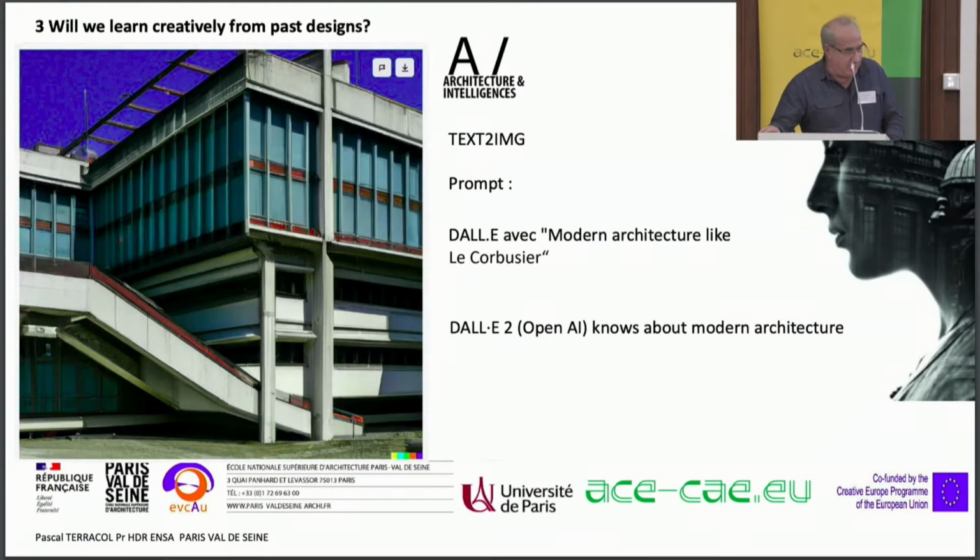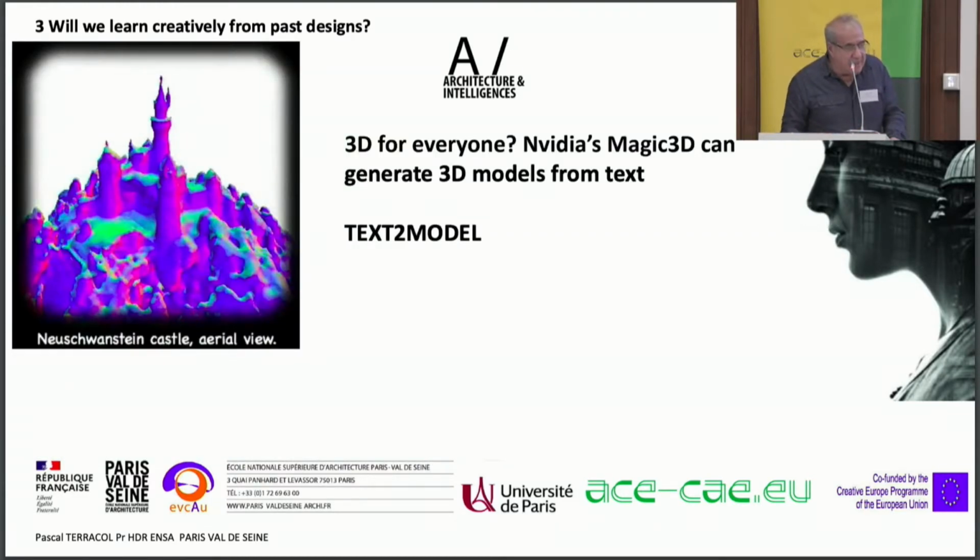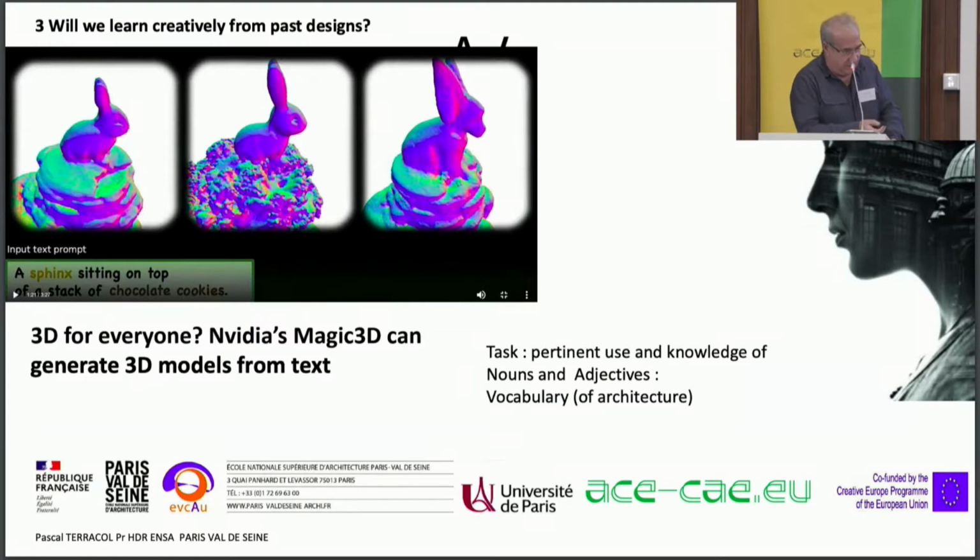And text to image exists. The observation is that DALL-E, for example, knows about Le Corbusier, and DALL-E, but maybe also Stable Diffusion and so on, knows about modern architecture. This is an example. The very last announced tool that has arisen, as we were speaking with our students, is one we did not expect so fast: a text to model tool. NVIDIA has provided it, and with a simple prompt you get a mesh, which is incredible. It has to be tested, but it has been invented.